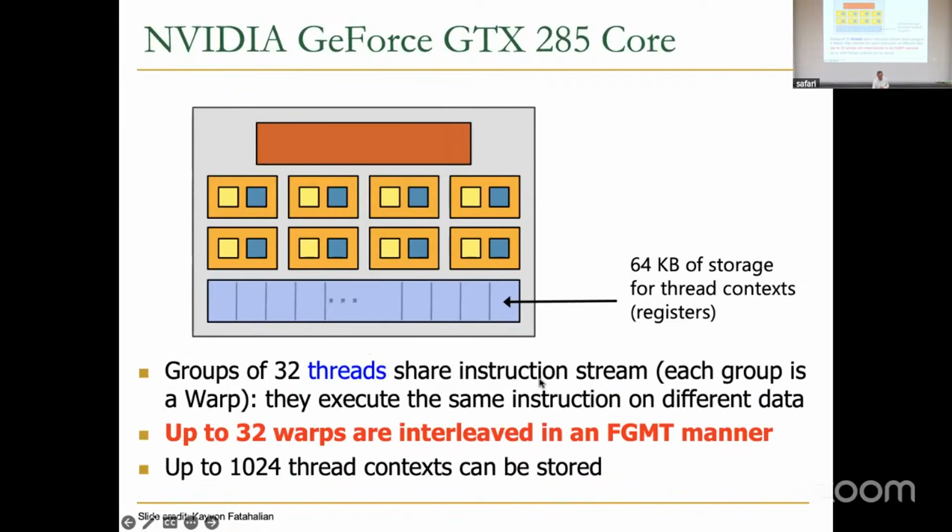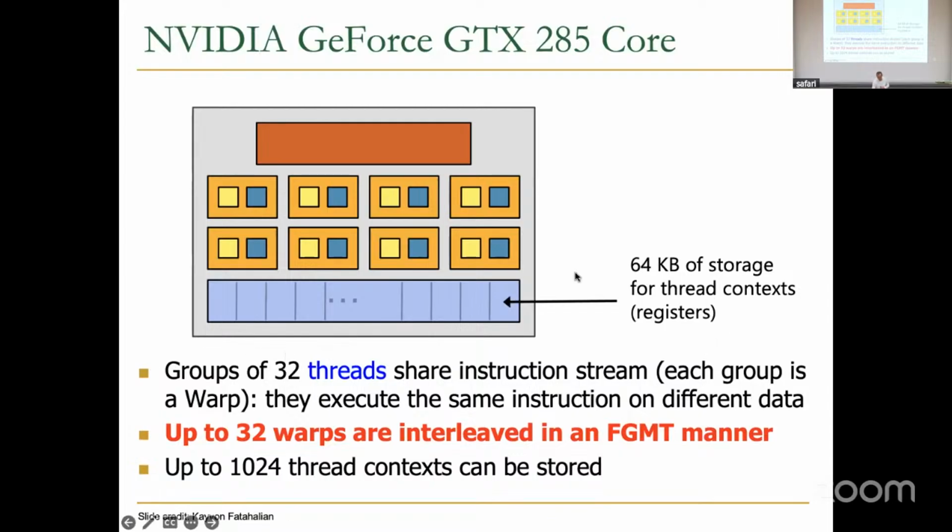At the time in 2009, a group of 32 threads shares the instruction stream. Each group is a warp, as we discussed. They execute the same instruction on different data, and up to 32 warps are interleaved in a fine-grained multithreaded manner. So this was a small number. You have 8 functional units, but 32 warps are interleaved in a fine-grained manner, and up to 1024 thread contexts can be stored. So you really can have 1024 threads over here.